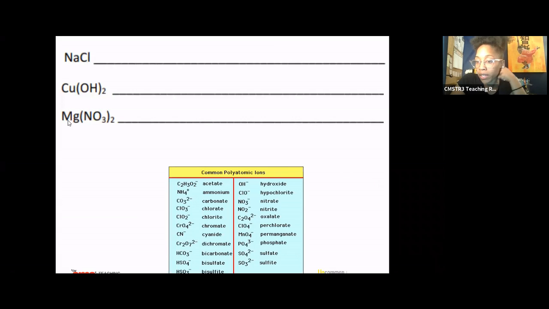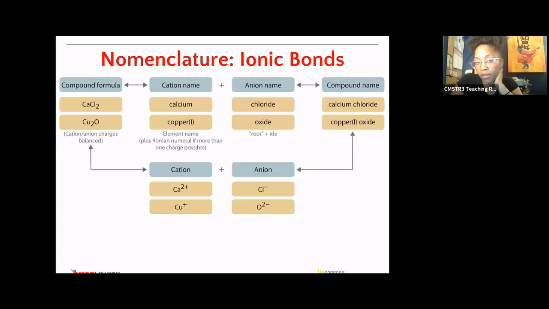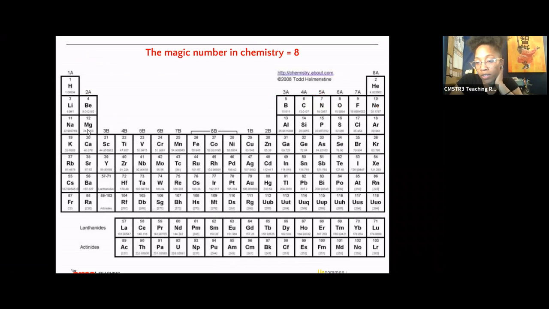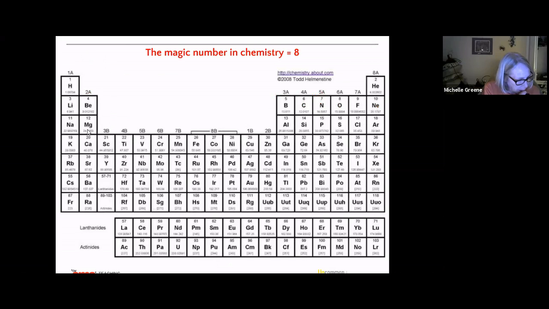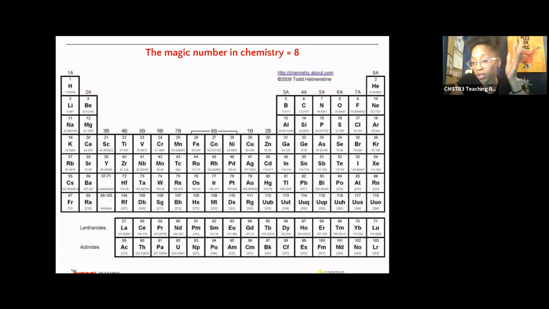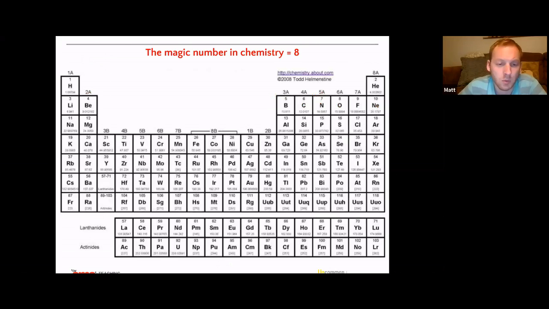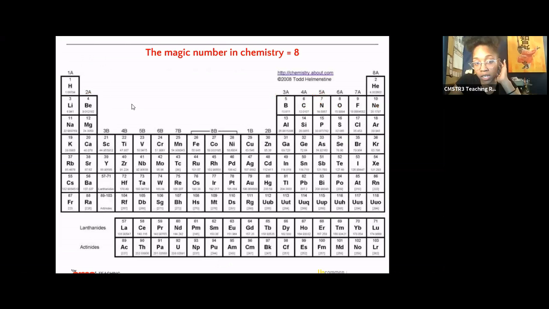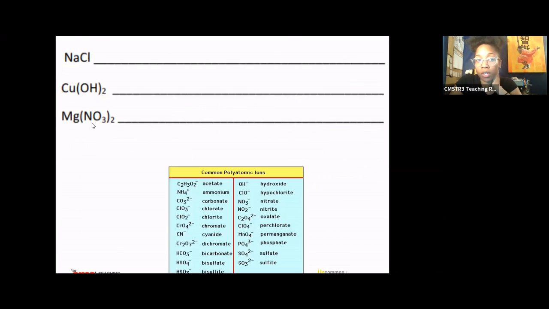Is magnesium a regular metal or a transition metal? Let's look. Magnesium's here. Is it regular or transition? Regular. Do I need to put the charge in Roman numerals? No. Only if it's in this middle block here. So if we look at that last example, I'm just going to say magnesium, and then I see NO3 is nitrate. So this is just magnesium nitrate, not magnesium 2 nitrate, because magnesium is not a transition metal.